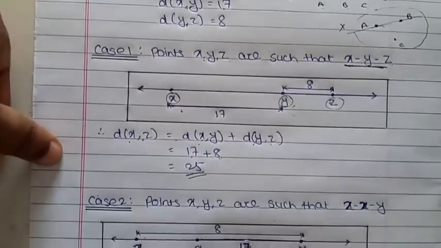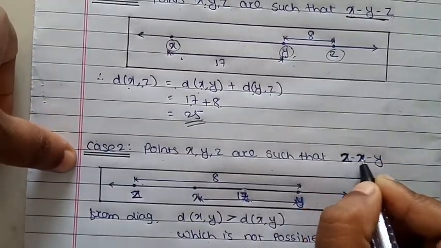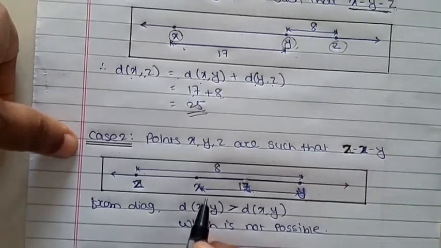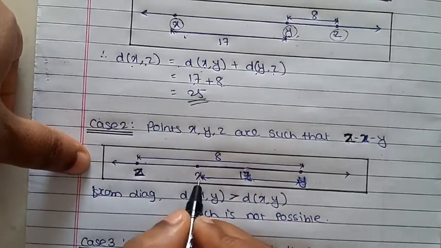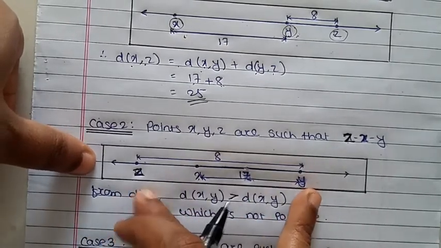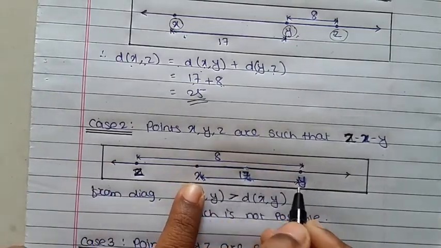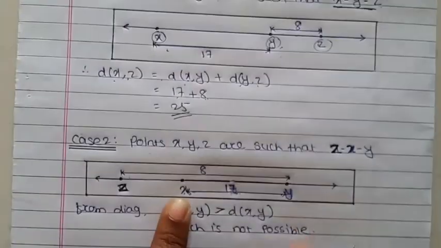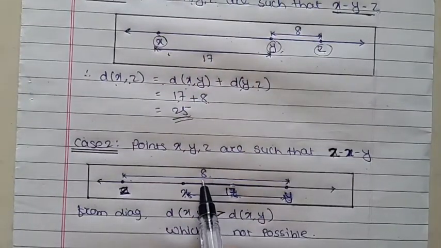Next, now the second case. If X is between Z and Y, then what happens? Draw one line: Z, write down here, then X, then Y. That means X is between Z and Y. Then what is the distance between X and Y? X and Y distance is 17, so write down 17 here. Then what is the distance between Y and Z? Y and Z distance is 8, so write down 8 here.